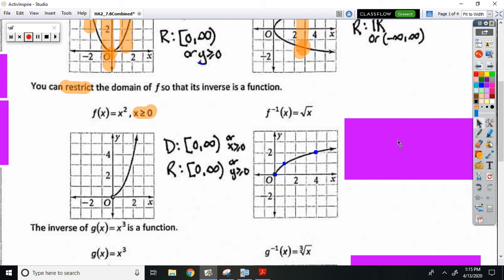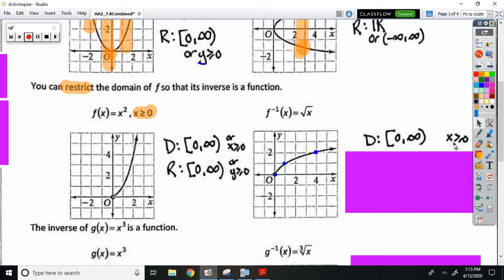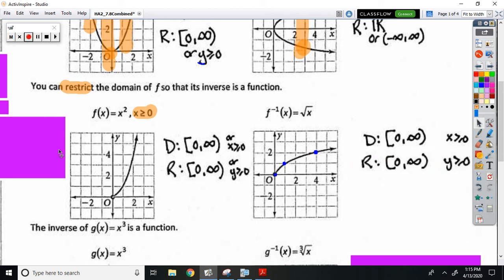All right, going back to our domain and range. The domain, again, smallest x value is 0. Biggest x value is infinity. x is greater than or equal to 0 is the alternate. The range, the smallest the y ever gets is 0, and the highest is infinity again. So these ones actually stayed the same.